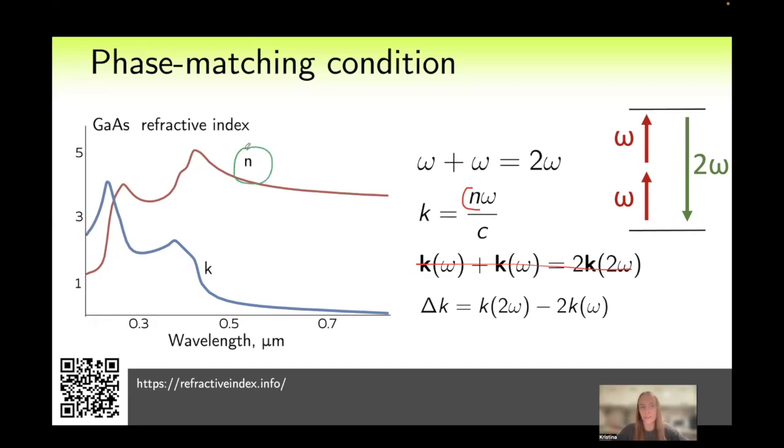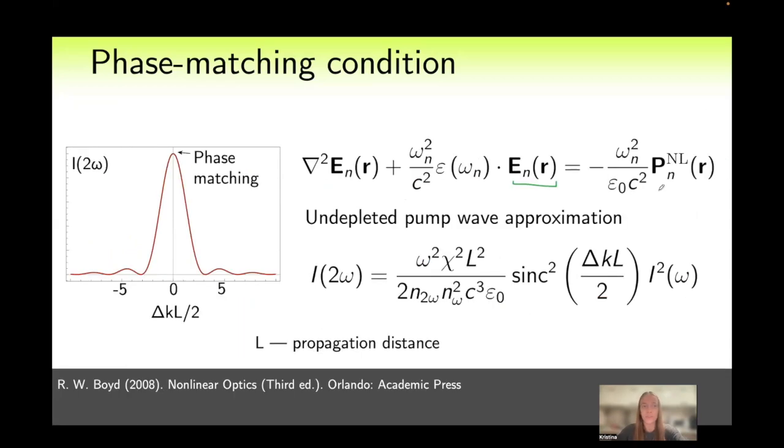And the refractive index depends on frequency. Accordingly, the refractive index at frequency 2 omega is not equal to the refractive index at frequency omega, so we just simply cannot write this. Unfortunately, it makes effective second harmonic generation more challenging. Let us introduce the following quantity, delta k, which is simply the difference between the k-vector at frequency 2 omega and at frequency omega.